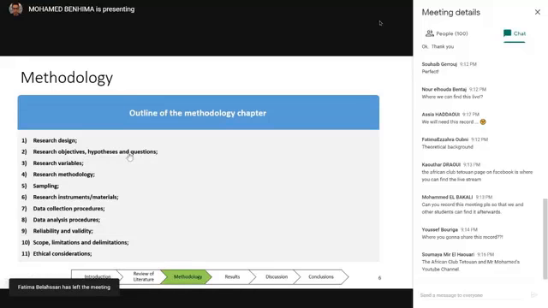Then for the research objectives or aims, you should have research objectives, hypotheses, and questions. These are similar to the introduction, so you have to state them here also. Research variables: there are two types of variables. We have dependent and independent variables.